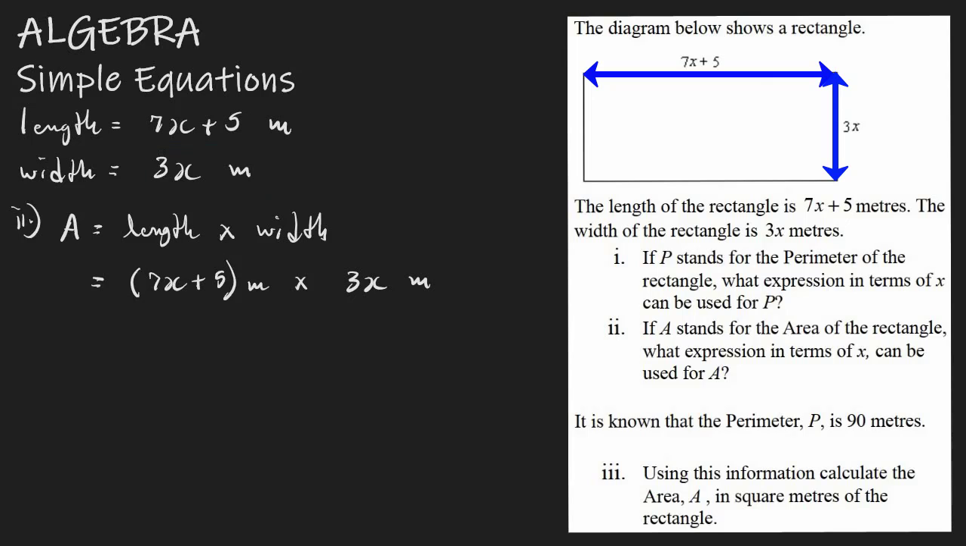Using the distributive law, 3x times 7x, that is equal to 21x squared. And 3x times 5, that is equal to positive 15x. And our unit is meters squared. So our expression in terms of x for the area of the rectangle is equal to 21x squared plus 15x meters squared. That is my answer.